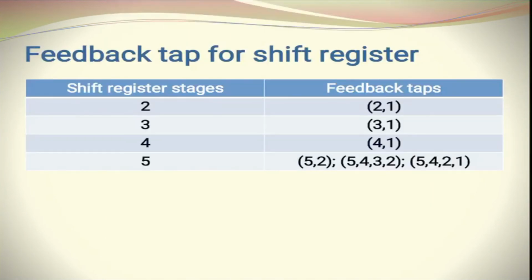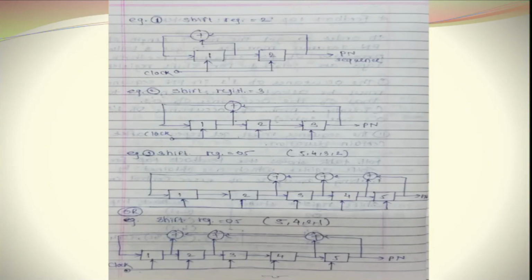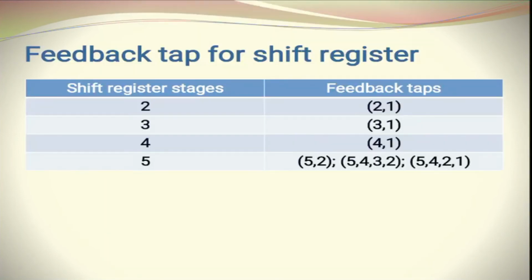Now if there are three shift registers, then feedback taps will be provided from the third and first shift registers. So the output of the third shift register and the first shift register will go to the XOR gate. Now similarly if four shift registers are there, the output of the fourth and first shift registers will go to the XOR gate. Now if there are five shift registers, then we may provide any of these three ways. Either we provide the output of 5 or 2, or we may use the combination 5432 or 5421. 5 2 is very simple, which we have earlier shown here also.